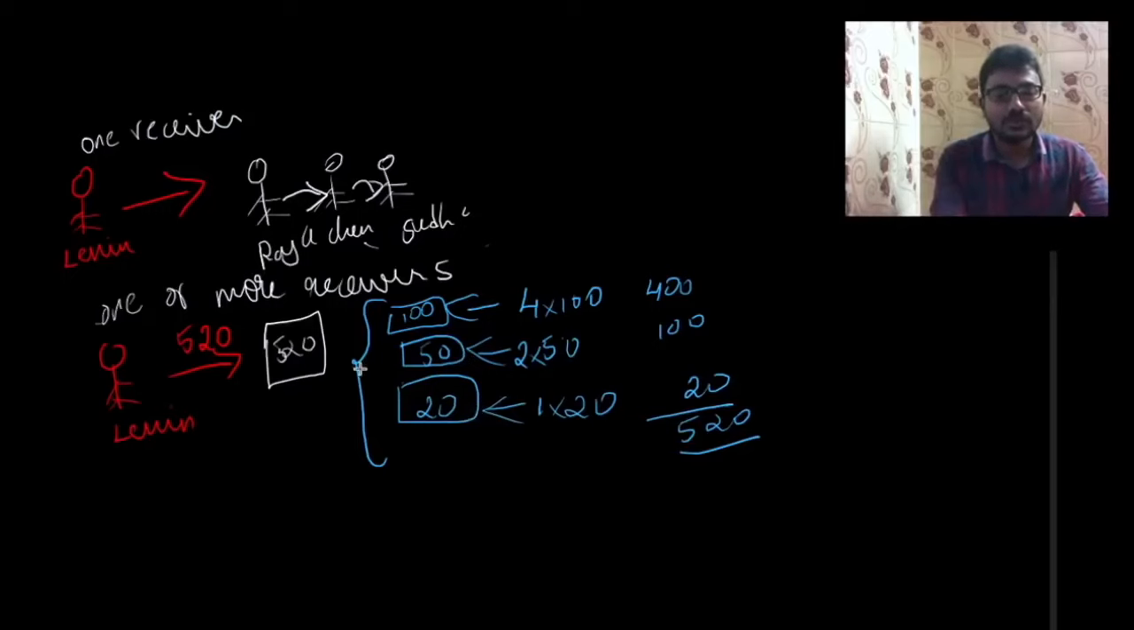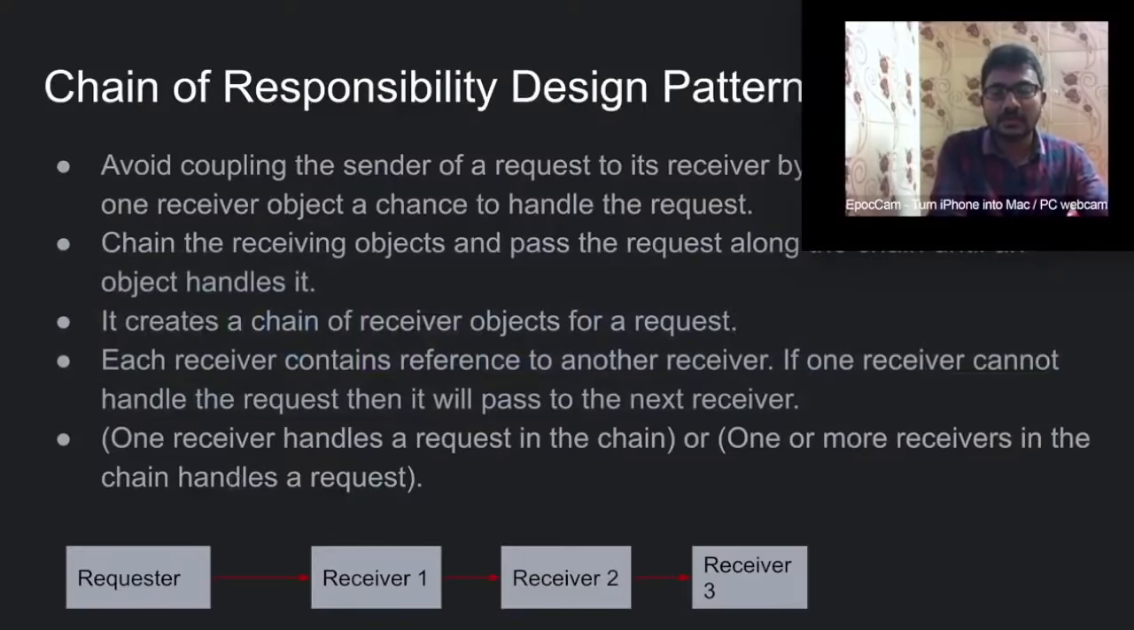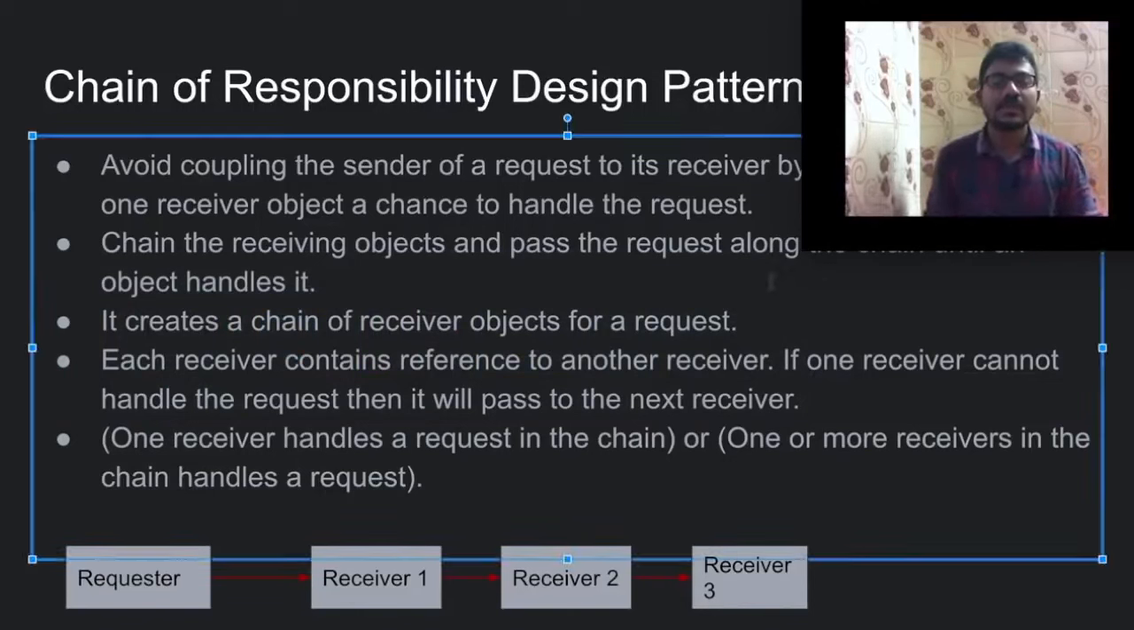So for 520 rupees, the 100 rupees receiver would return 4 into 100, which means 400 rupees. The 50 rupees receiver would serve 2 into 50, which means 100. The 20 rupees receiver would serve 1 into 20, 20 rupees. Here 3 receivers are acting at the same time, communicating among themselves to reply to the client with the best response. So that's the second case where one or more receivers are handling a request in a chain. So this is the real life example of the chain of responsibility design pattern.